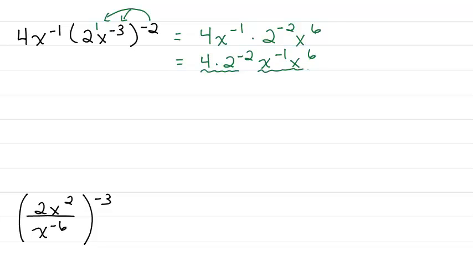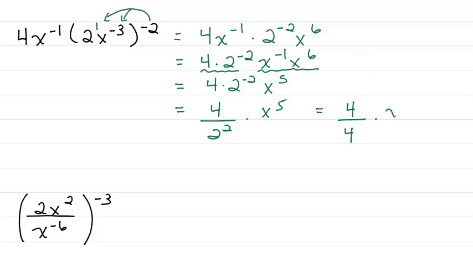Now we have our little groups. So let's first take care of the groupings here, and that becomes 4 times 2 to the negative second, and that would be x to the fifth, negative 1 plus 6. Alright, work the negative exponents out. 4 over 2 squared times x to the fifth. And now we can deal with 2 squared, 4 over 4 times x to the fifth, and we know 4 over 4, that's just 1, they cancel each other out, so the final answer is just x to the fifth.